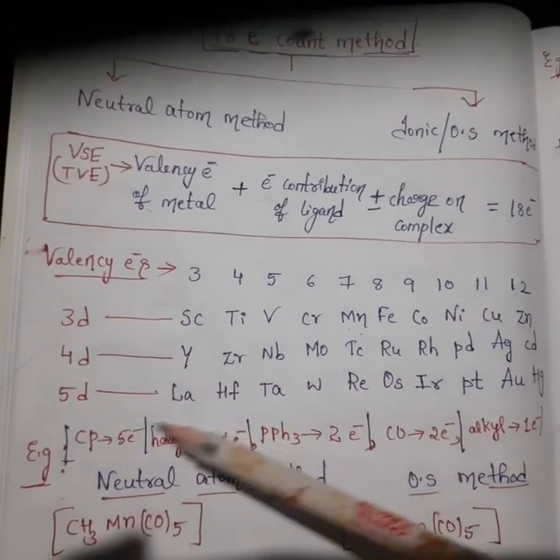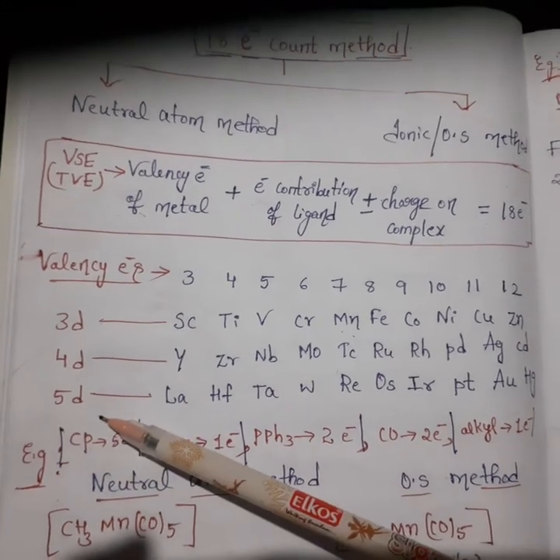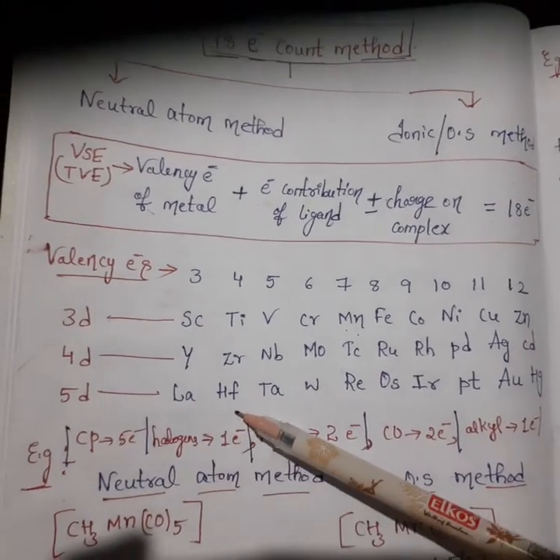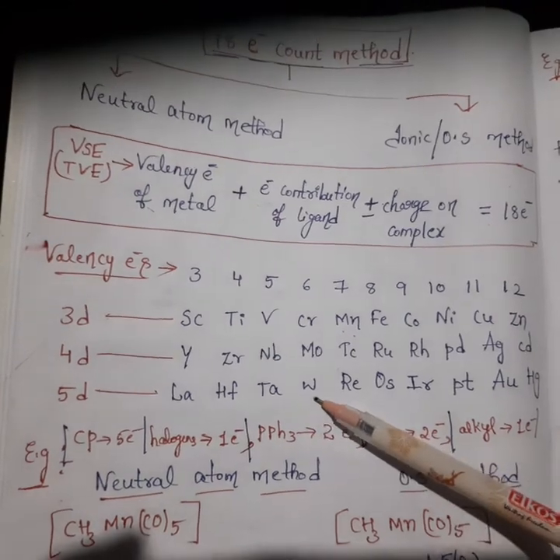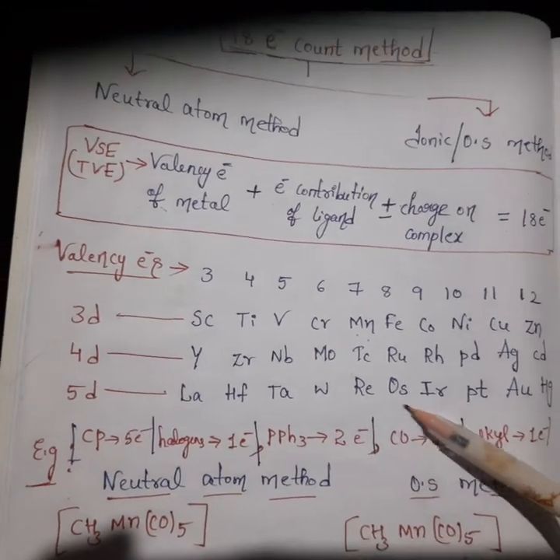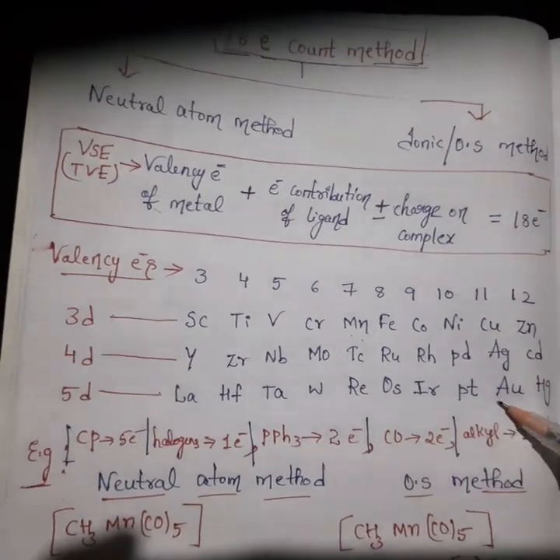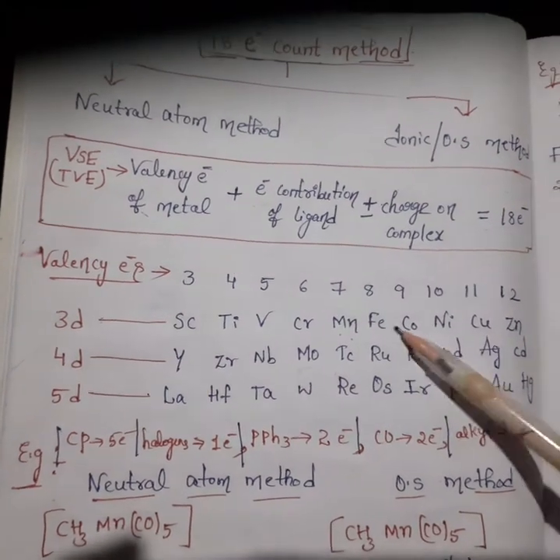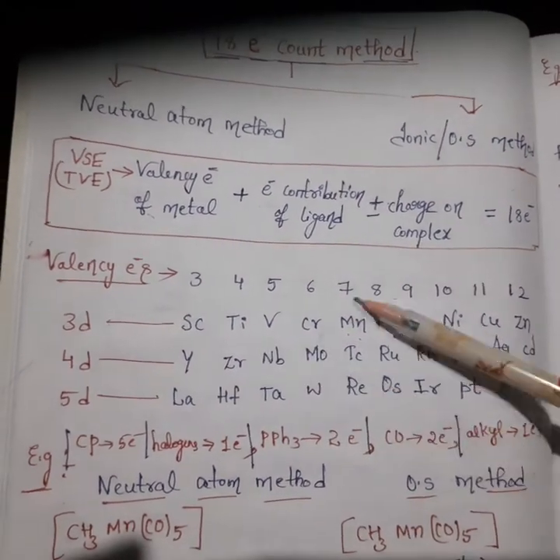Let me read this also. The elements present in the 5d series are lanthanum, hafnium, tantalum, tungsten, rhenium, osmium, iridium, platinum, gold, mercury. These are actually the important things which we should remember.